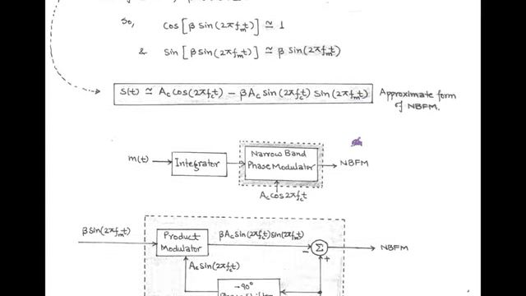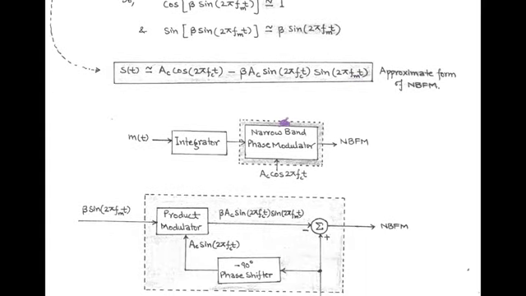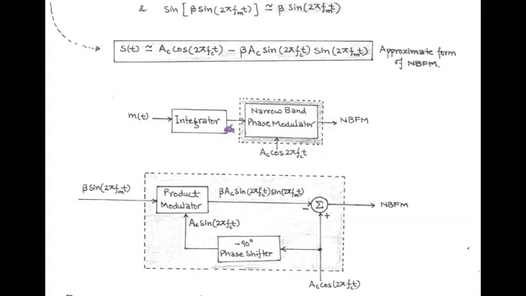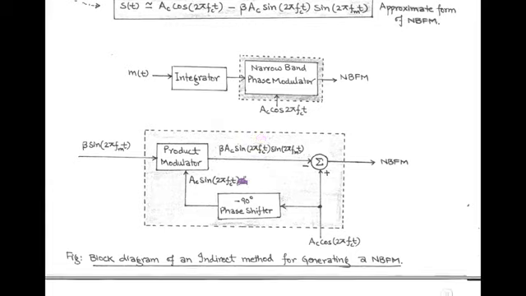Next, as we know that for the generation of FM, we use an integrator followed by a phase modulator. So for narrowband FM generation, we use a narrowband phase modulator that follows the approximate equation given by s(t) equals Ac cos 2 pi fc t minus beta into Ac sin 2 pi fc t into sin 2 pi fm t. The block diagram of the narrowband phase modulator is shown in the figure. This is an indirect method for the generation of narrowband FM.